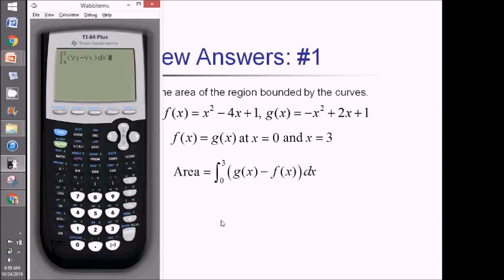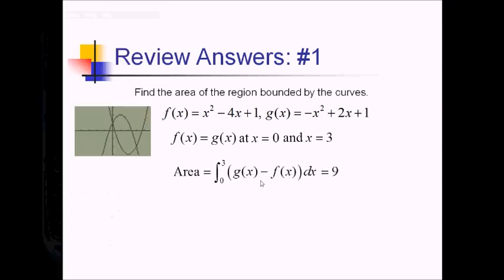So here's what this looks like on the calculator. I did math 9 to get my integral, going from 0 to 3, and if I want to do g of x minus f of x, I have to do y2 minus y1, because that's where I stored each of those. Press enter, with a dx there, press enter, and 9. Well, that's a nice round number.